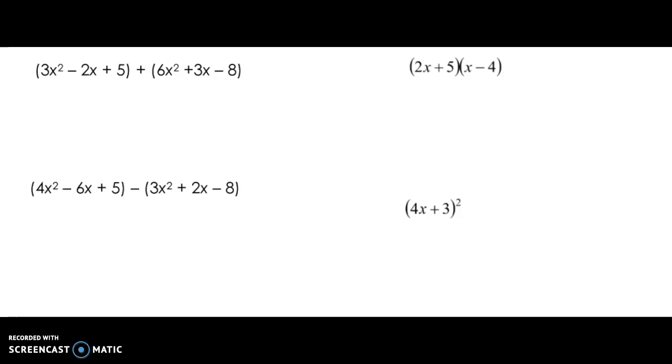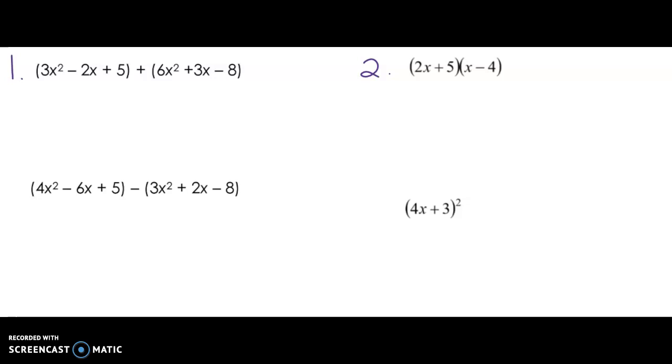There are 4 different types of problems I want to look at. I want you to notice the difference between these 4 problems. The first problem has a plus sign between the 2 expressions. The second problem does not have a symbol or an addition or subtraction sign between the 2 expressions. That is showing multiplication. So the first problem is combining like terms.